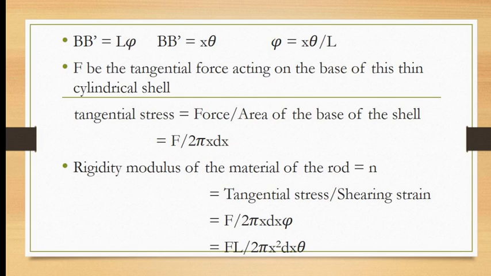So BB' is equal to Lφ and BB' is equal to xθ. So you can equate these two equations and find out φ as xθ divided by L.